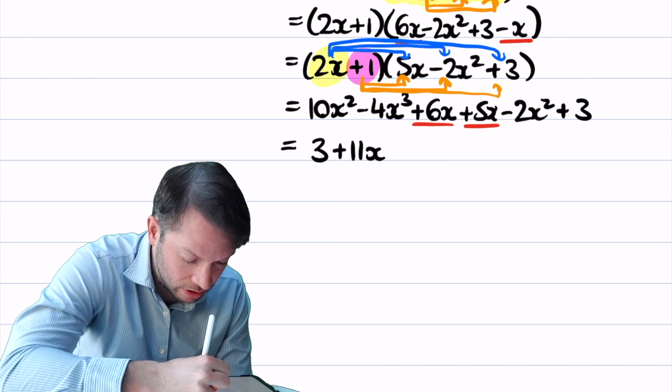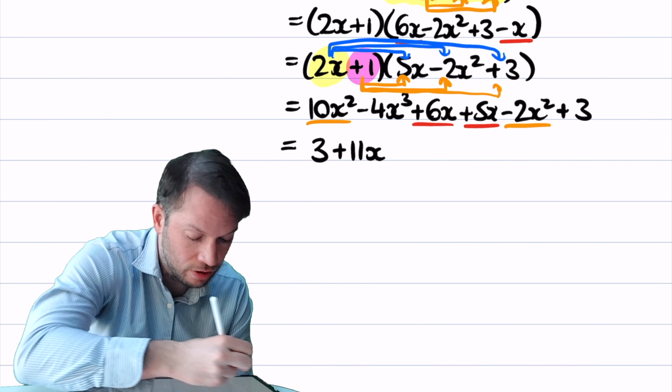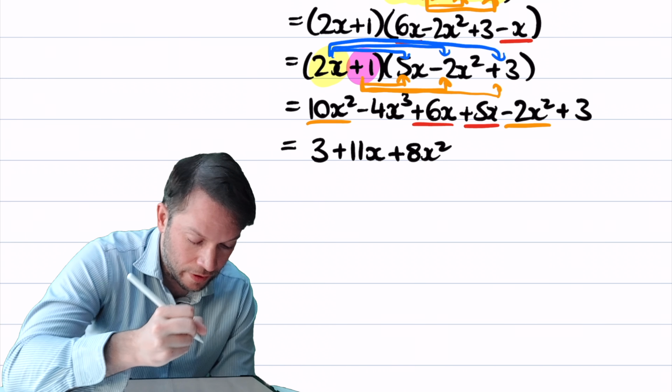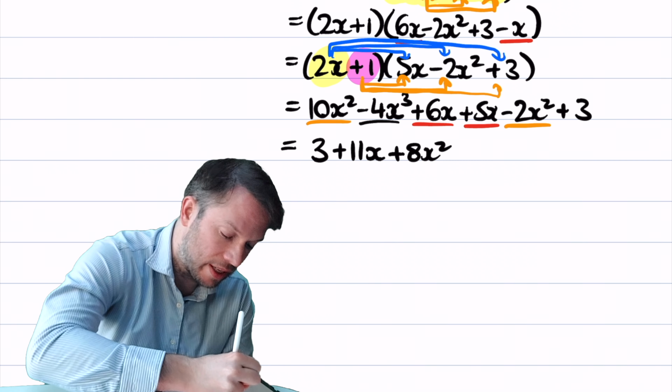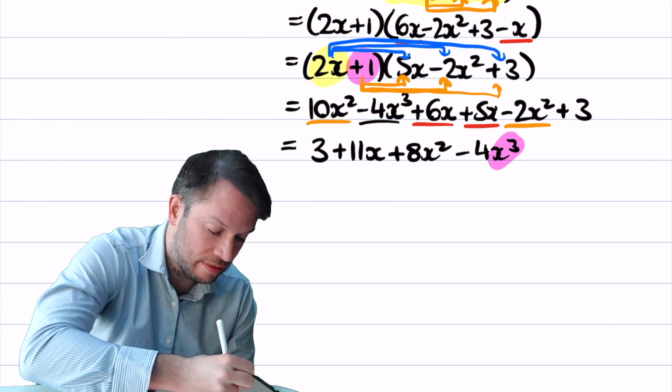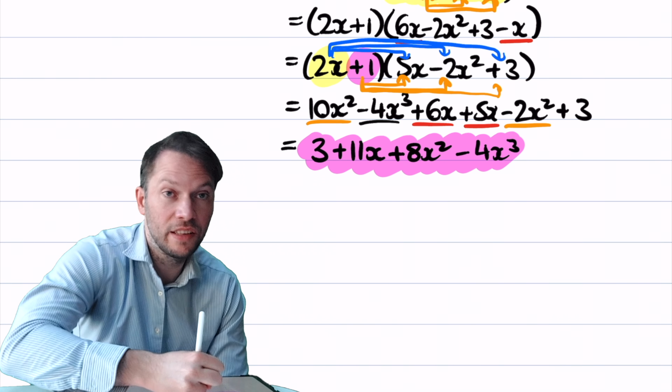I can see I've got 10 lots of x squared minus 2 lots of x squared, which is 8 lots of x squared. And then finally, I can see that x cubed term here, minus 4x cubed. And that is the final expanded and simplified expression. We're done.